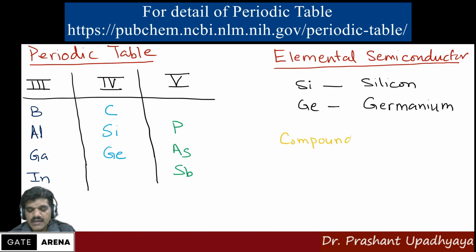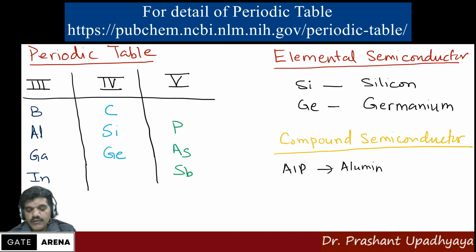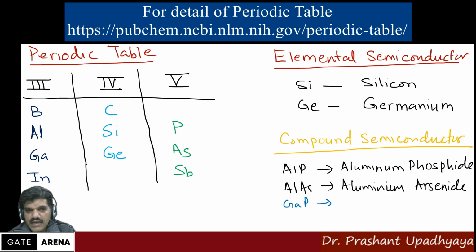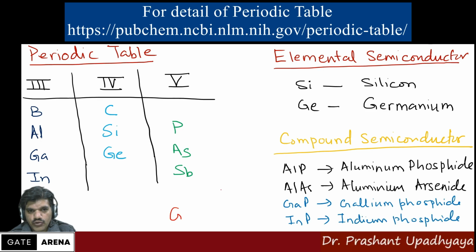When we are talking about compound semiconductors, as we have already discussed in the previous slide, they are formed by the special combination of group 3 and group 5 elements. For example, aluminum and phosphorus, Al and P, give you AlP, aluminum phosphide. Then we have Al and As, which gives you aluminum arsenide. Then Ga and P, that is gallium phosphide. Then the combination of In and P gives the compound semiconductor indium phosphide. We can also form a compound semiconductor using Ga and As, that is gallium arsenide.